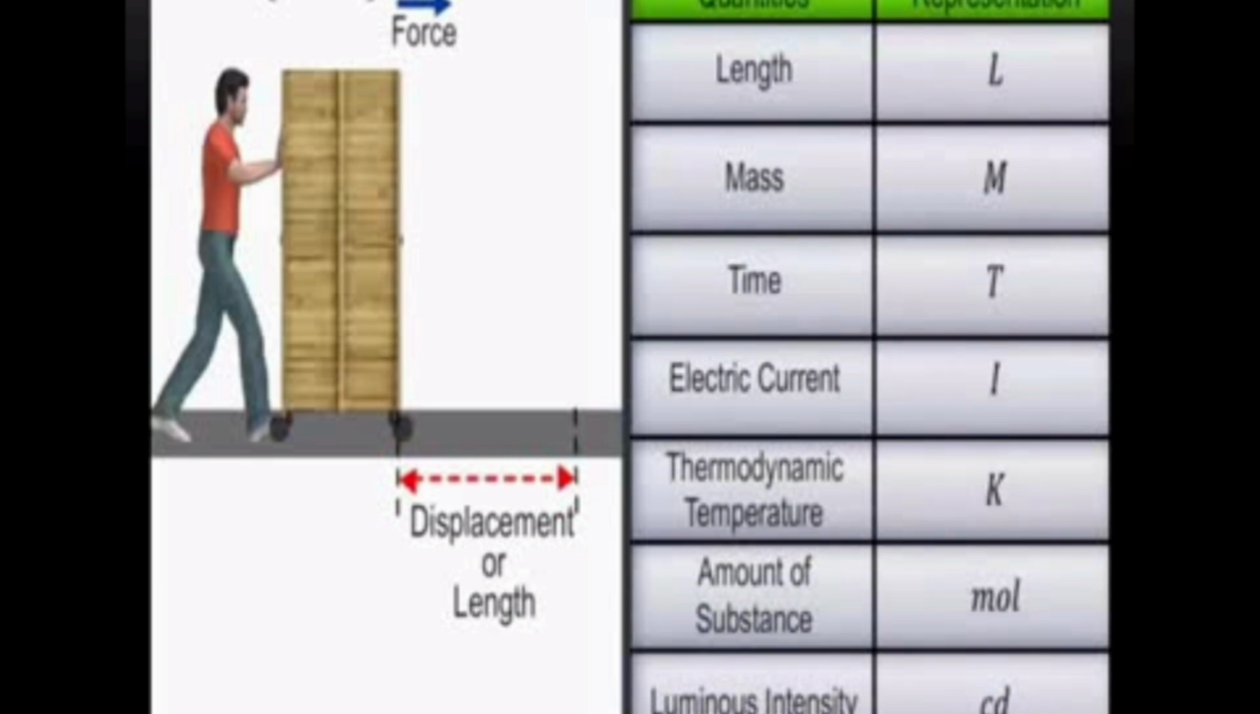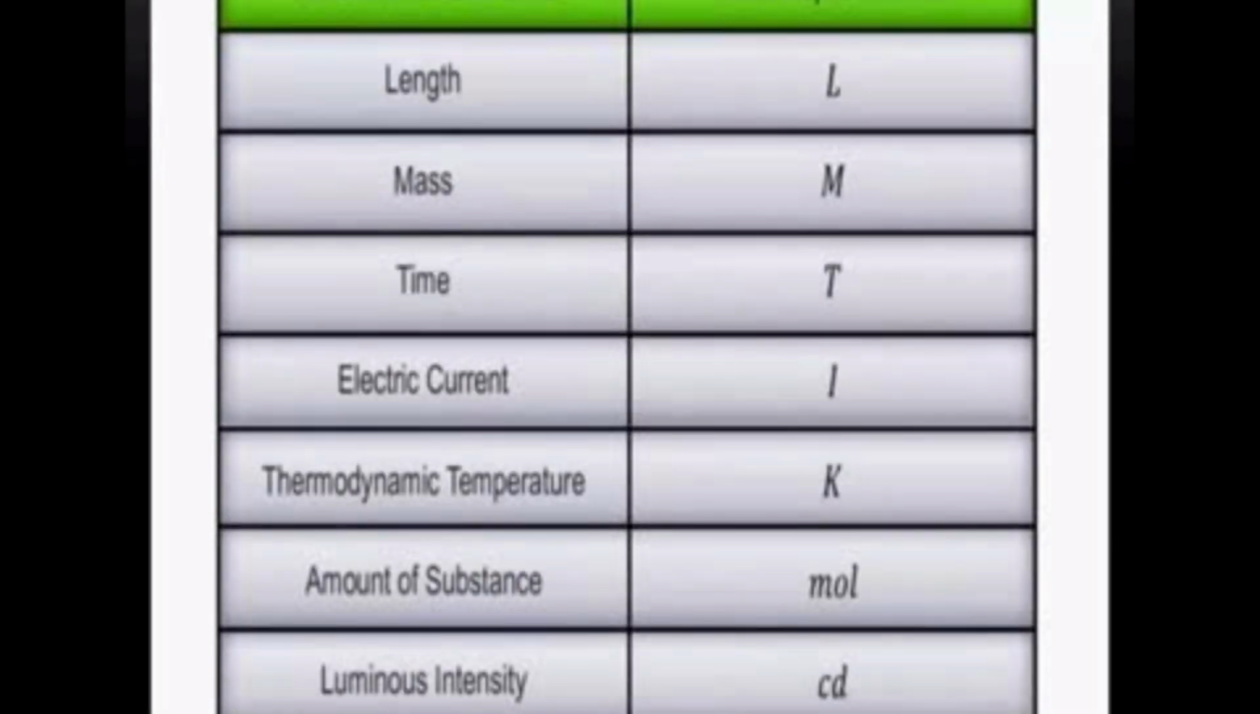The force is acting in a direction, it has a displacement, and the displacement is also measured in length. So now we are going to use only these three fundamental quantities: length, mass, and time. These three fundamental quantities are going to be used for the other quantities. So in dimensional analysis, we use only three fundamental quantities. The remaining four quantities we are not using. Only the three quantities: length, mass, and time, so L, M, and T, are used in the dimensional analysis.